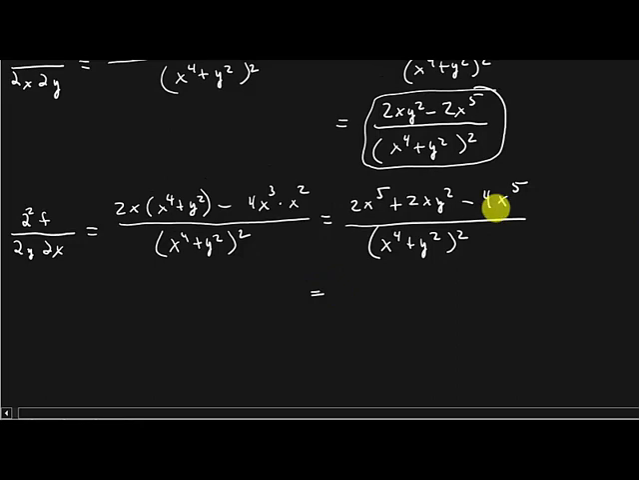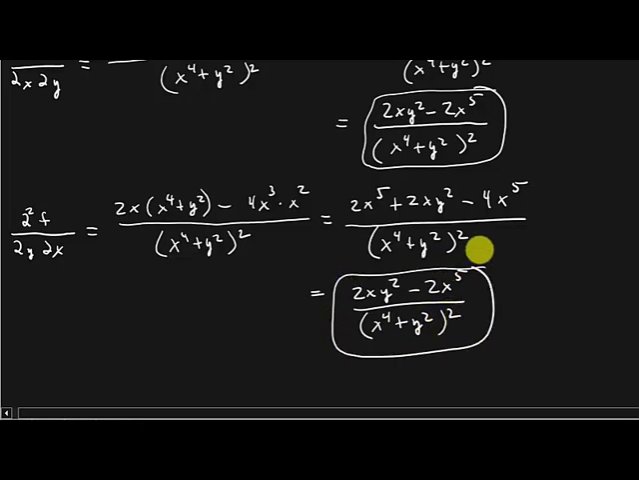And so combine like terms, that's 2xy squared minus 2x to the fifth over x to the fourth plus y squared, squared. And you can see we got the same thing. And I didn't make a stupid mistake working the problem. All right.